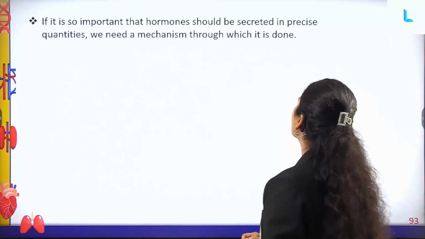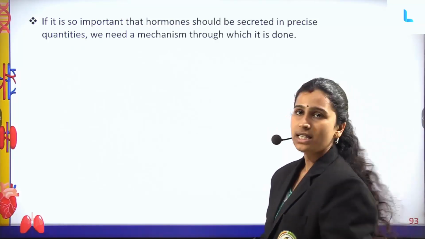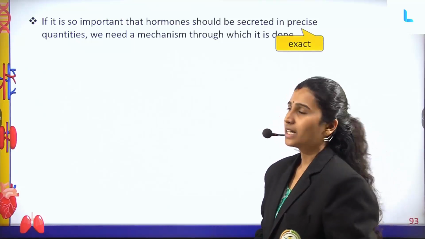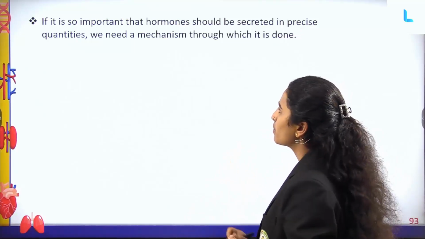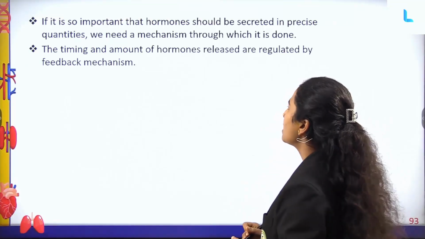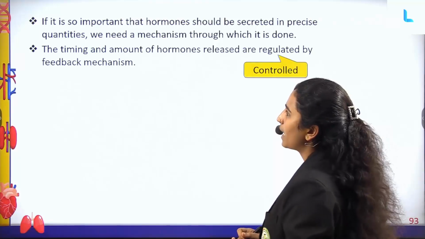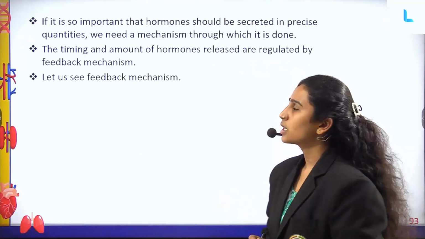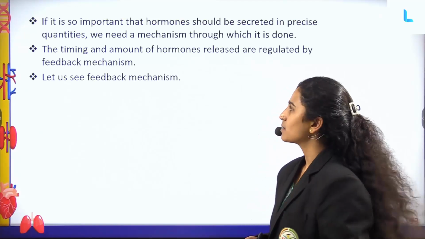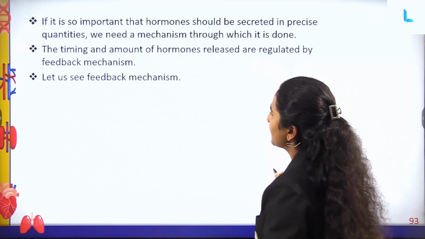And if it is so important that hormones be secreted in precise quantities, we need a mechanism through which it is done. If there is a limitation for these activities to be performed, there is a mechanism which has to take place, isn't it? The timing and amount of hormones released are regulated by the body through a feedback mechanism. So let us see what this feedback mechanism is now.